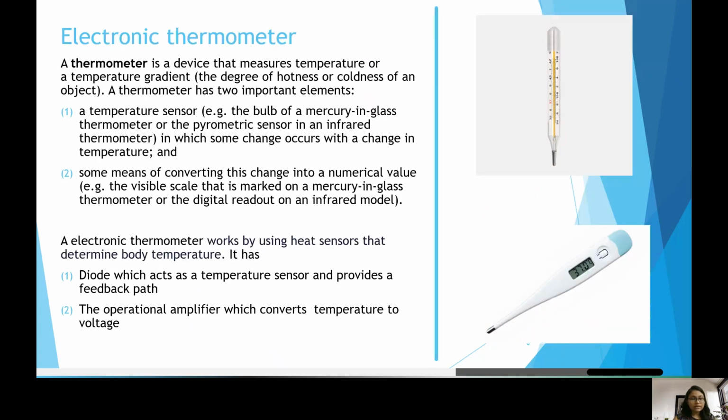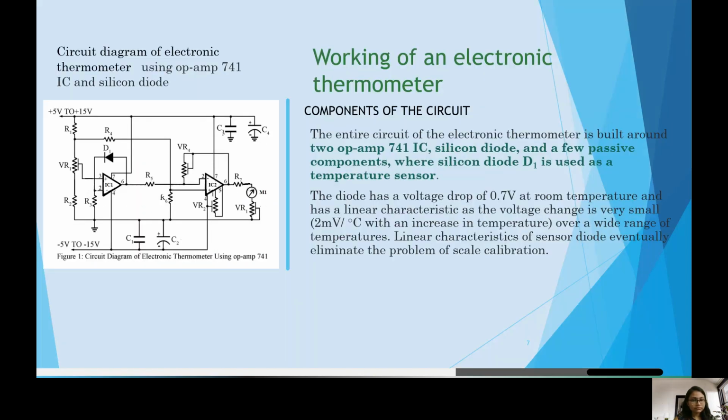A thermometer is a device which measures the temperature or the temperature gradient. A thermometer has two important elements: a temperature sensor in which some change occurs with a change in temperature, and the second one is some means of converting this change into a numeric value. An electronic thermometer works by using heat sensors which determine the body temperature. It has a diode which acts as a temperature sensor and provides a feedback path, and an operational amplifier which converts the temperature to voltage.